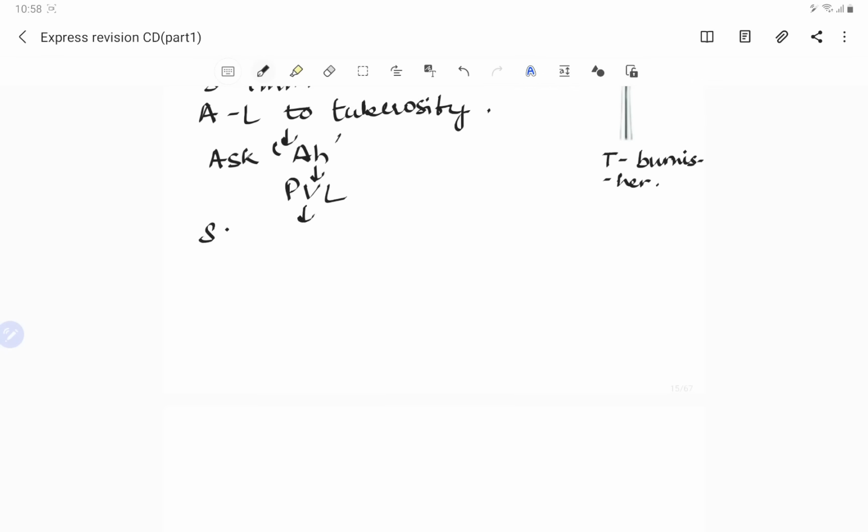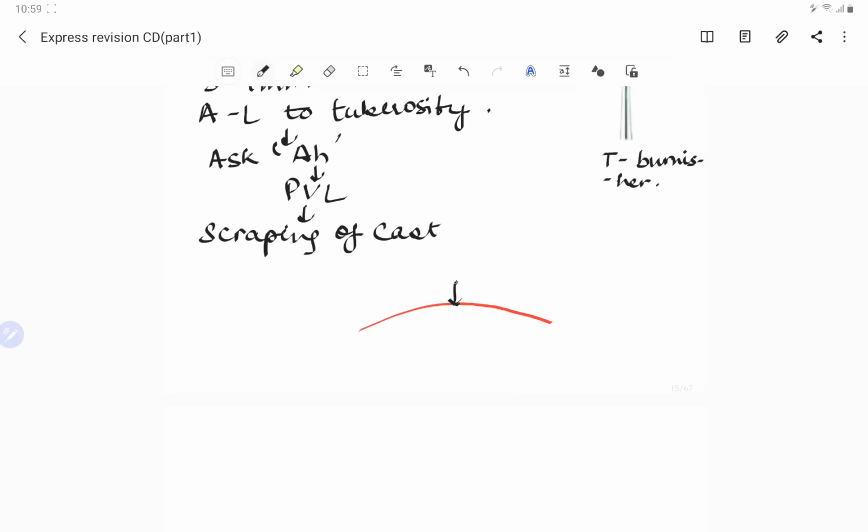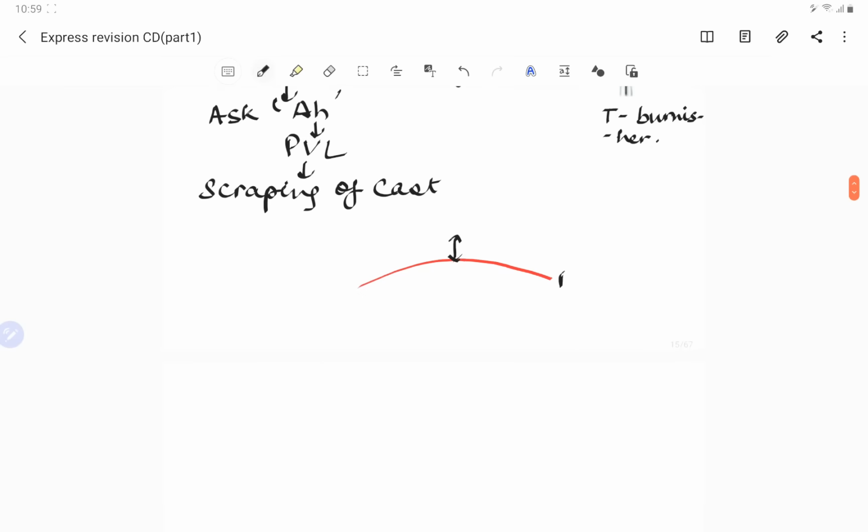Then we do the scraping of the master cast. How do we do scraping? Suppose this is the posterior vibrating line. From the midline, in the middle, we go one third, in the deepest part, and then we scrape 1 to 1.5 millimeters.